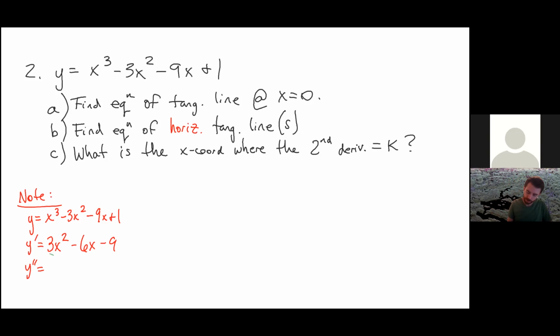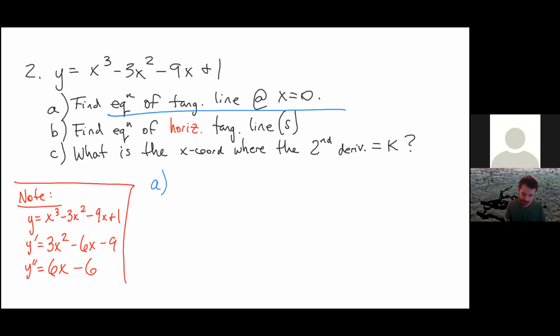So the derivative of this expression, well, again, bring the 2 down. That's 2 times 3 is 6x. And then derivative of this term is just -6. Okay, so that's my second derivative. So I'll keep those handy, and then we'll go ahead and solve part A. So part A says find the equation of the tangent line at x equals 0.